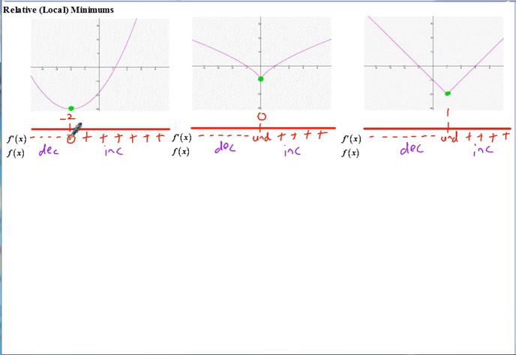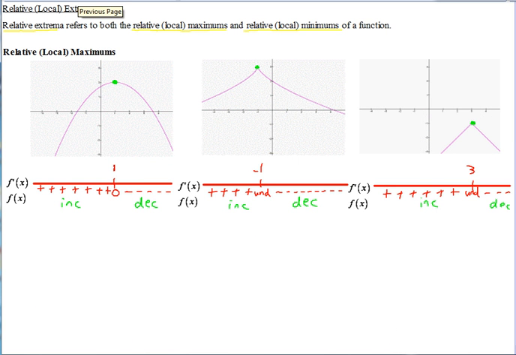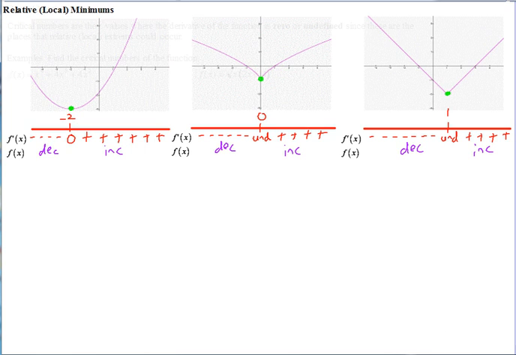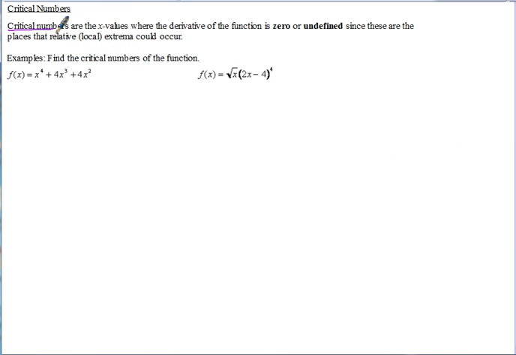They either occurred where the derivative was 0 or undefined. Those are what are referred to as critical numbers: the x values where the derivative is 0 or undefined. The reason they're called critical, critical meaning important, is that these are the places where relative or local extrema could occur. It doesn't guarantee we're going to have one, but these are the places where we could have it.